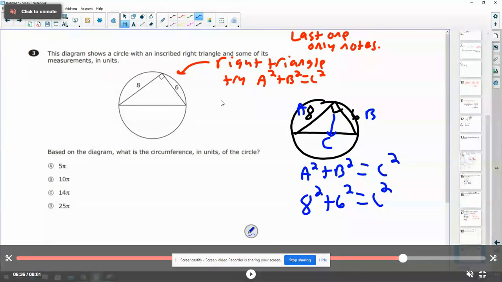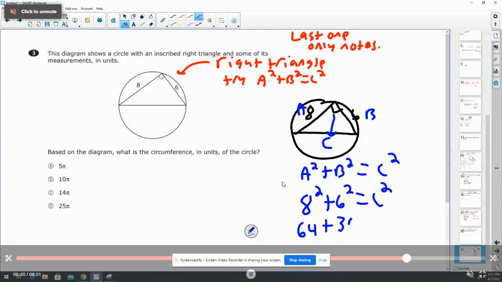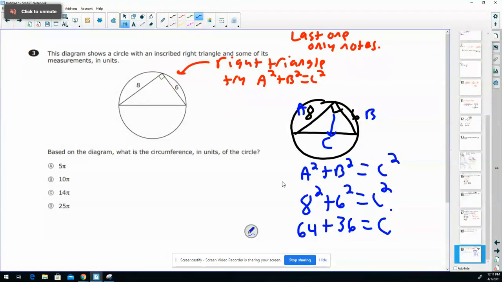And 8 squared is 64. Plus 6 squared is 36. Equals C squared. Now we're going to add 64 plus 36 is 100. And finally, we're going to take the square root, and C is 10. Okay, so now C is also going to be a diameter. Notice how it cuts through the middle of the circle. So 10 is our diameter.